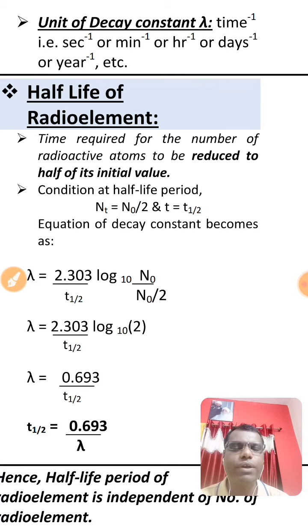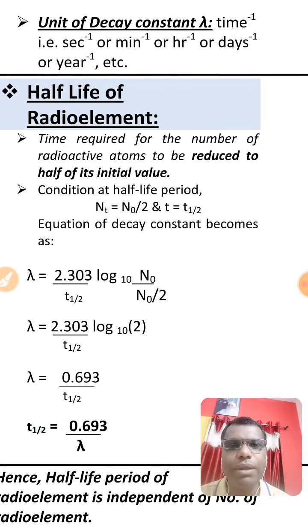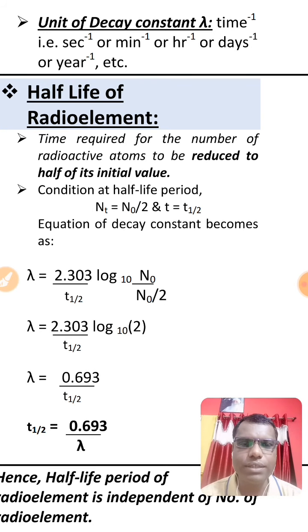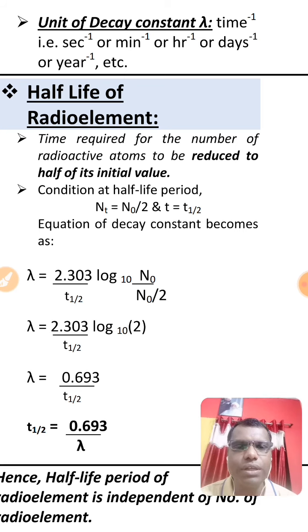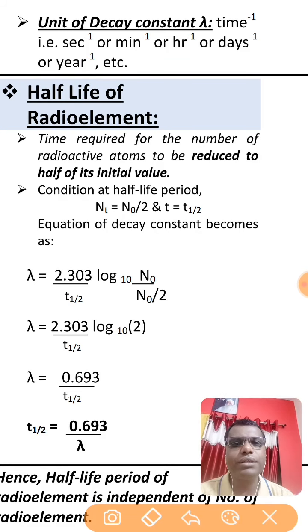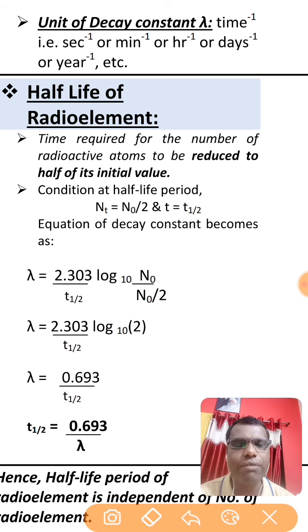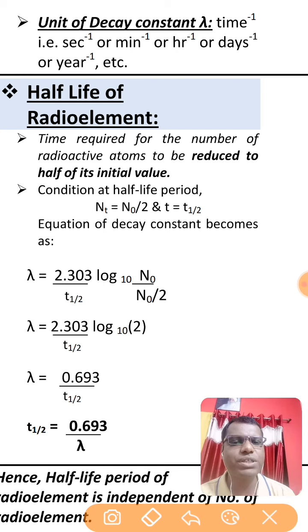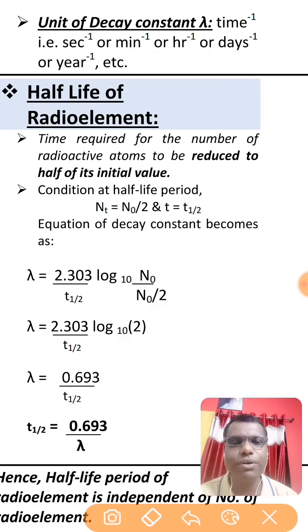So here we are going to derive the general equation for the half-life period of any radio element, and how we can calculate the half-life period of any radio element from the decay constant. That is the purpose of our study. As we told, half-life period is the time required for the number of radioactive atoms to be reduced to half of its initial value. Already I have given one example: initial number of atoms, suppose 100, then how much time is required to reduce this number of atoms to 50? That much time will be called the half-life period.